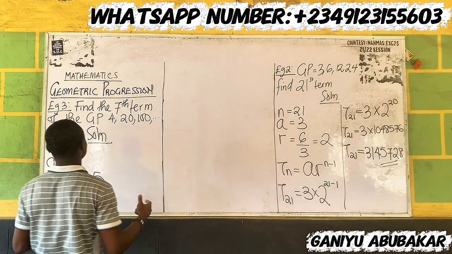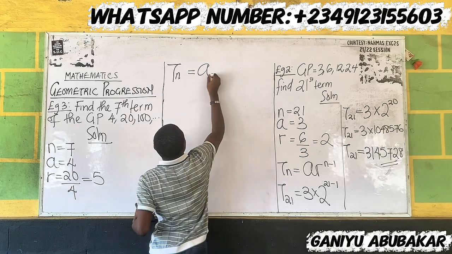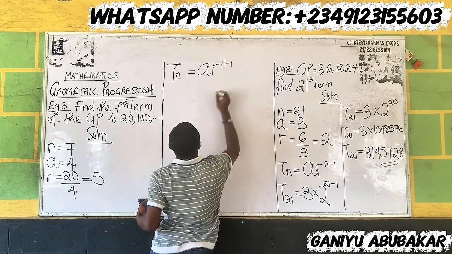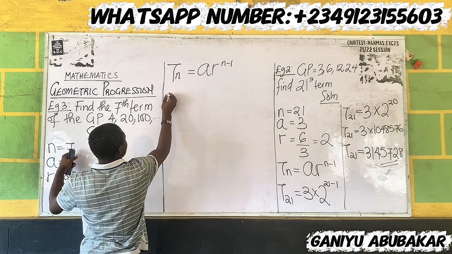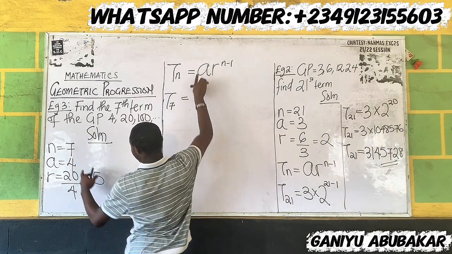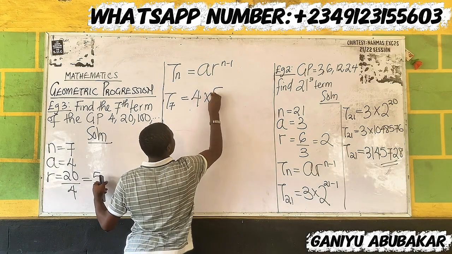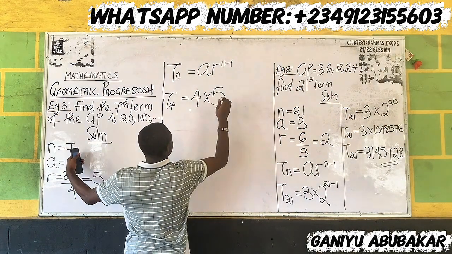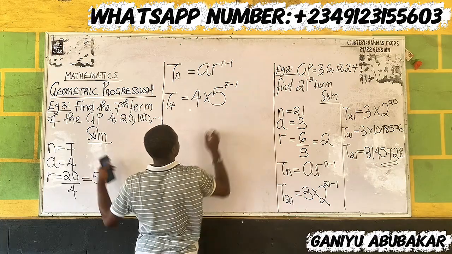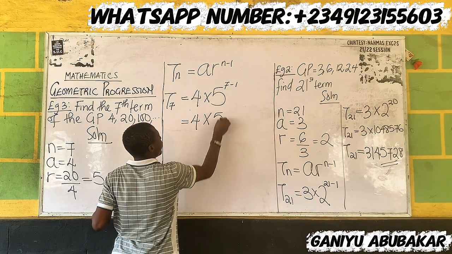Alright, from here, putting in your values. Recall that Tn equals a r to the power of n minus 1. We said n in this case is 7. So the seventh term of this GP will be equal to a, which is 4, multiplied by r, which is 5, to the power of n, which is 7, minus 1, right? This is now equal to 4 times 5 to the power of what? 6.